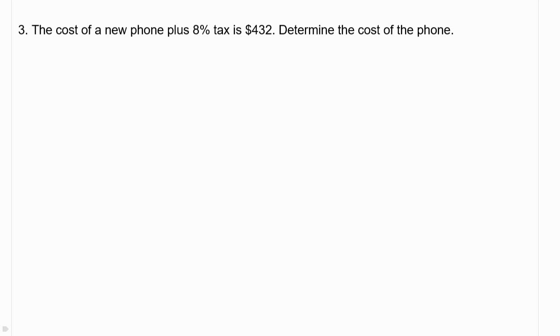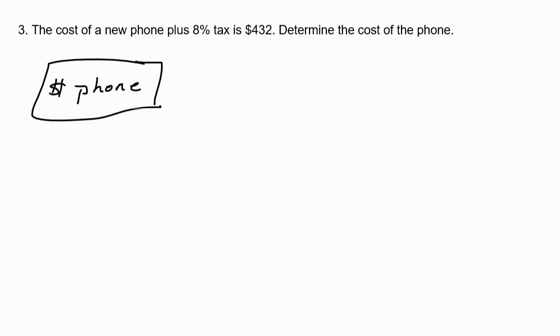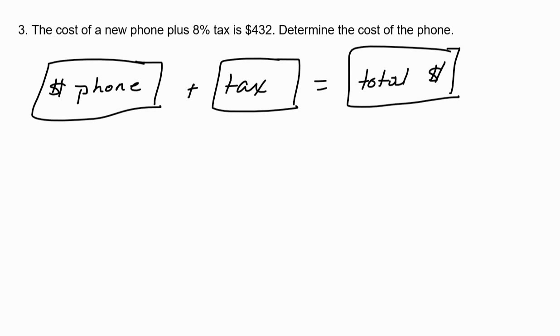Okay, problem 3, the cost of a phone plus 8% tax is $432. Determine the cost of the phone. So I have the cost of the phone plus tax equals the total cost. I don't know the cost of the phone, so I'm going to call that X.